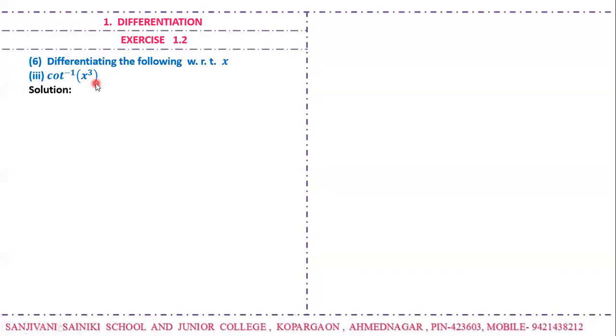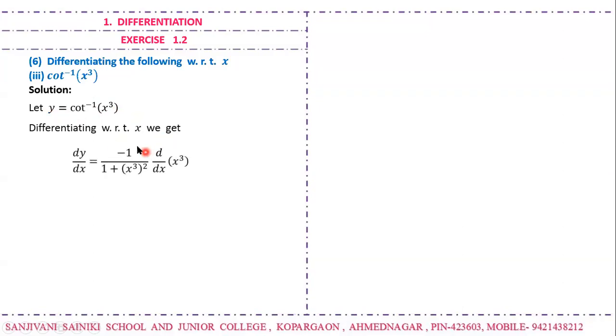Cot inverse of x cube. So y is equal to cot inverse of x cube. Differentiate with respect to x. What you get? Cot inverse of f of x is minus 1 upon 1 plus f of x square into d by dx of f of x. So d by dx of f of x means d by dx of x cube. Its derivative is 3x square, because derivative of x raised to n is n times x raised to n minus 1. So dy by dx is equal to minus 3 times x square upon 1 plus x cube its square.